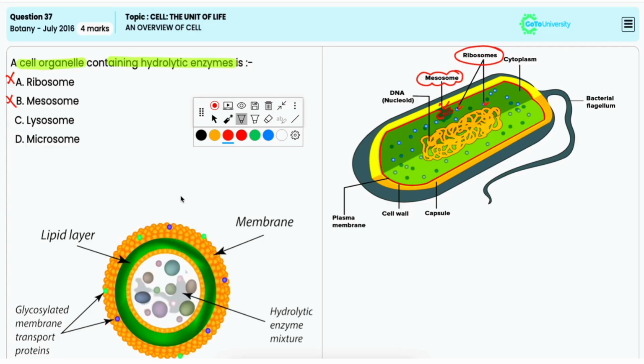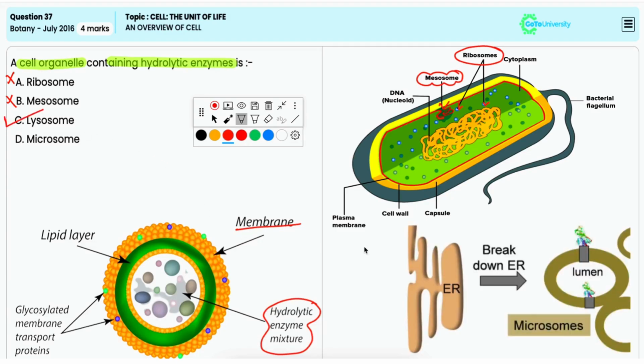Option C, lysosome. Now, lysosomes are membrane-bound organelles that contain hydrolytic enzymes. And these enzymes are responsible for breaking down biomolecules like proteins, lipids, carbohydrates, as well as cellular wastage and foreign materials. Hence, it is the correct option.